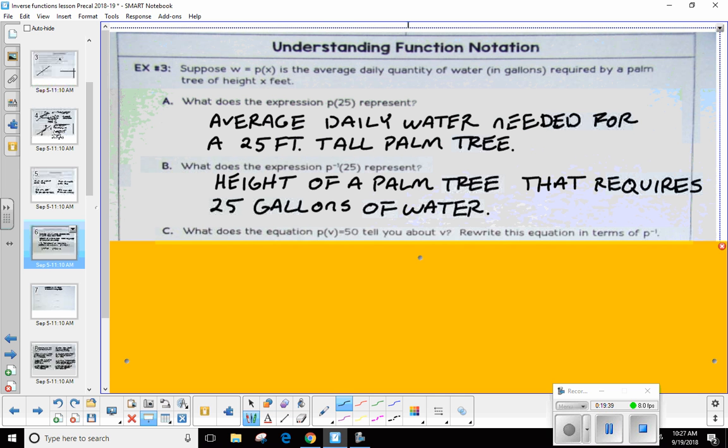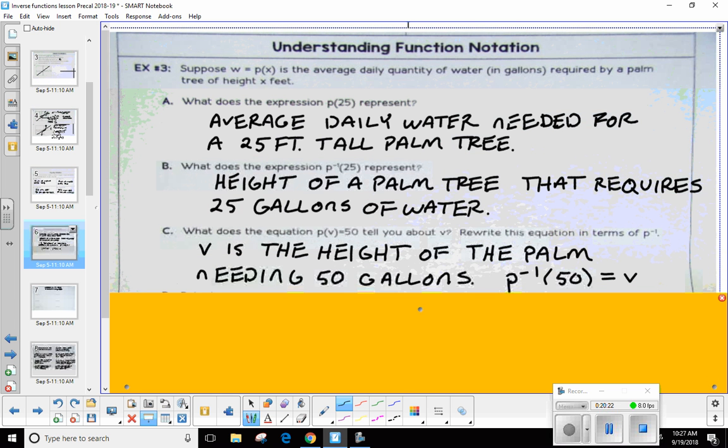Now, how would I rewrite that using its inverse? If P of V equals 50. Oh, no, not the statement. I'm talking about the actual expression. So now we want to write it using the notation. Now, what would P inverse look like? Think about it at the beginning when we had those ordered pairs. What did we do with them? We just switched them, right? So if P of V equals 50, then P inverse of 50 would equal V.